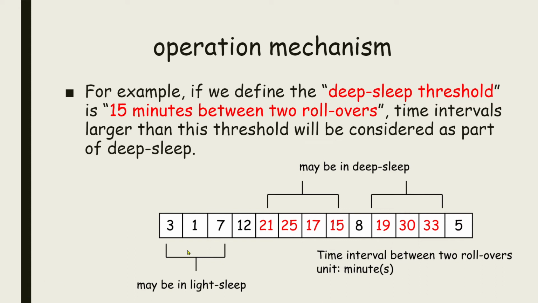We can look at this picture. This array records the time intervals. This is the interval between the first and second rollovers, and this is the interval between the second and third rollovers, and so forth. This red number is greater than 15 minutes. That means the man is in deep sleep during this time. Adding up all these time intervals, we can get the man's deep sleep time.